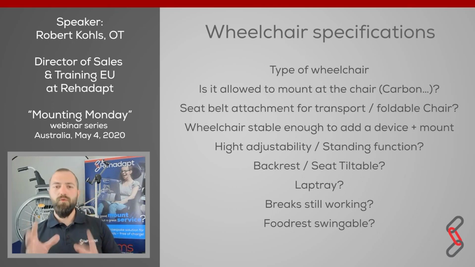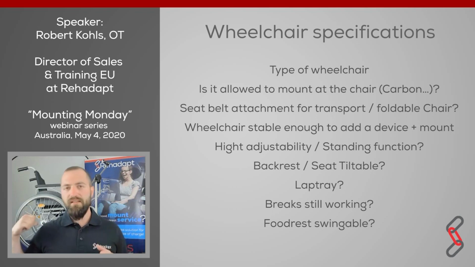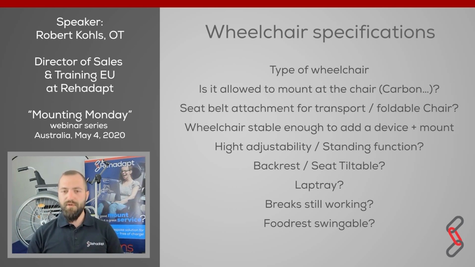Pay enough attention to the wheelchair specification. So what kind of wheelchair is your customer using? Is it only a standard wheelchair without any tilting functionality? Then it is easier than a wheelchair with a tilting functionality. Is it allowed for you to mount all these kinds of components to a wheelchair? Some wheelchair manufacturers use very sensitive components like carbon that could break as soon as you install any clamping construction. Is there a seat belt attachment that is important for the transport?